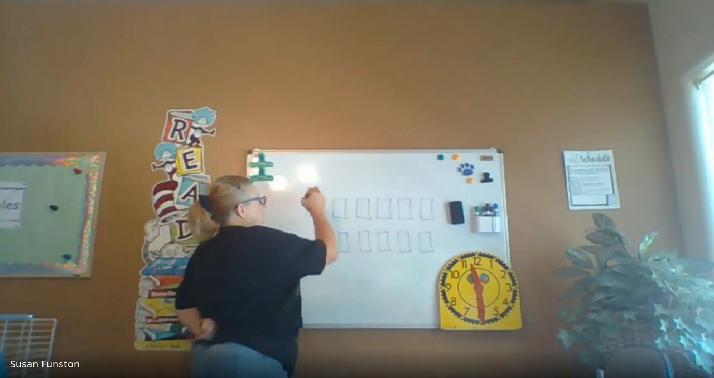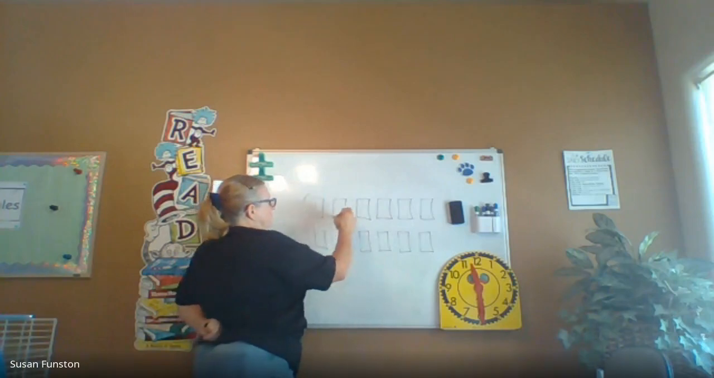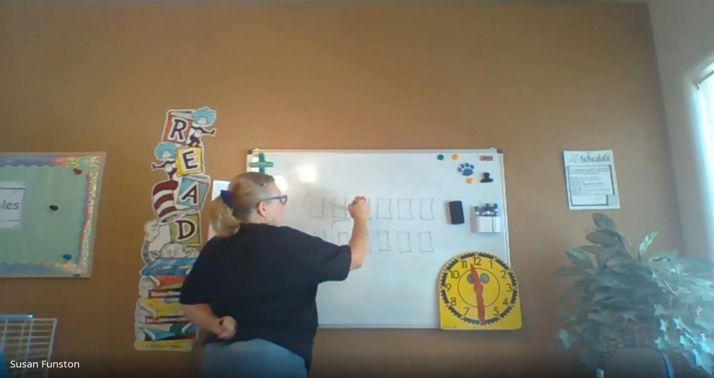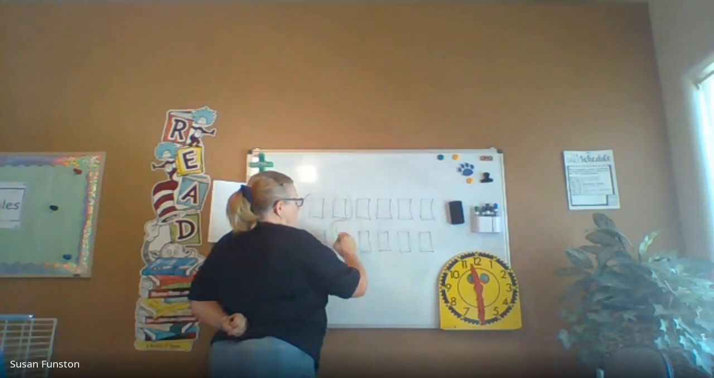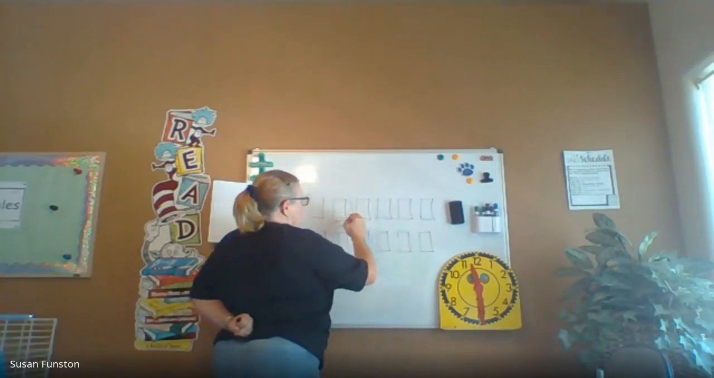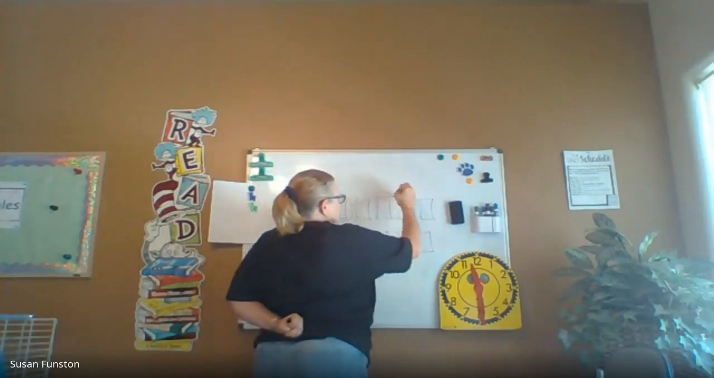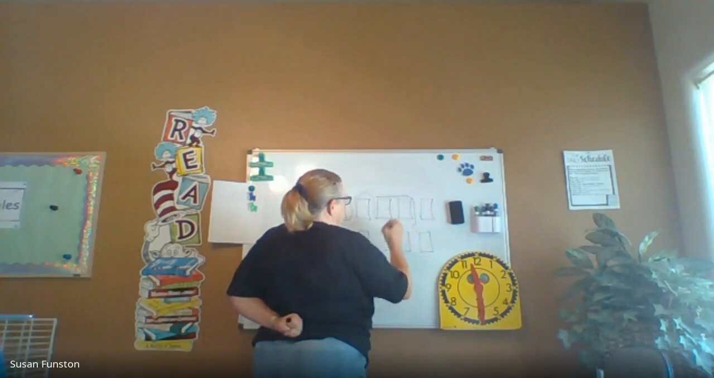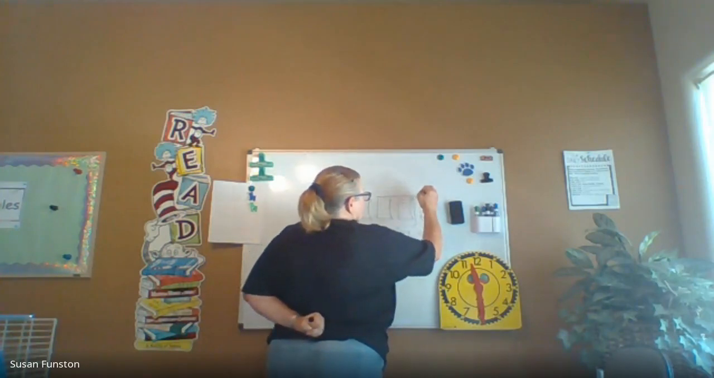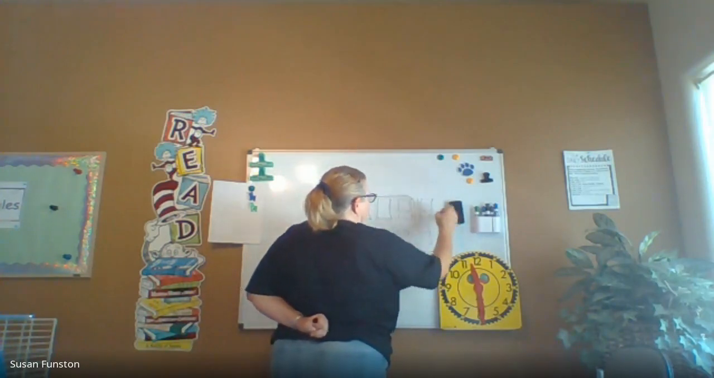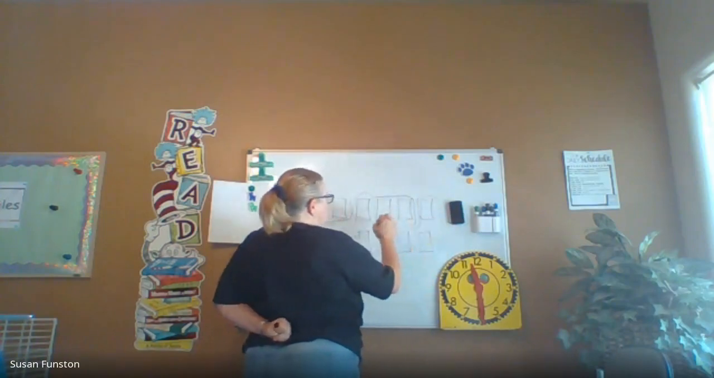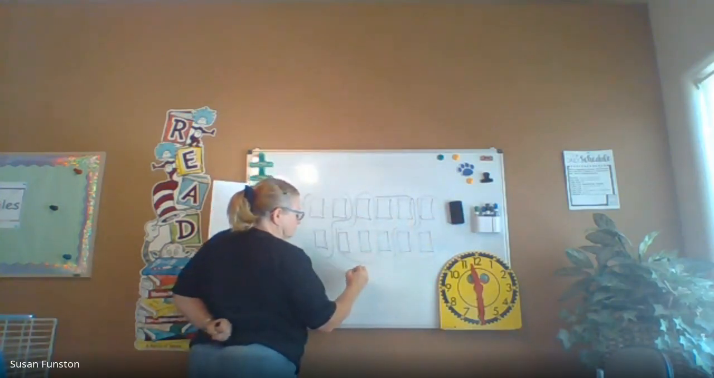They don't line up really well. So here's a group of 3. Here's a group of 3. Here's a group of 3. And here's my last group of 3. So I made 1, 2, 3, 4 groups.